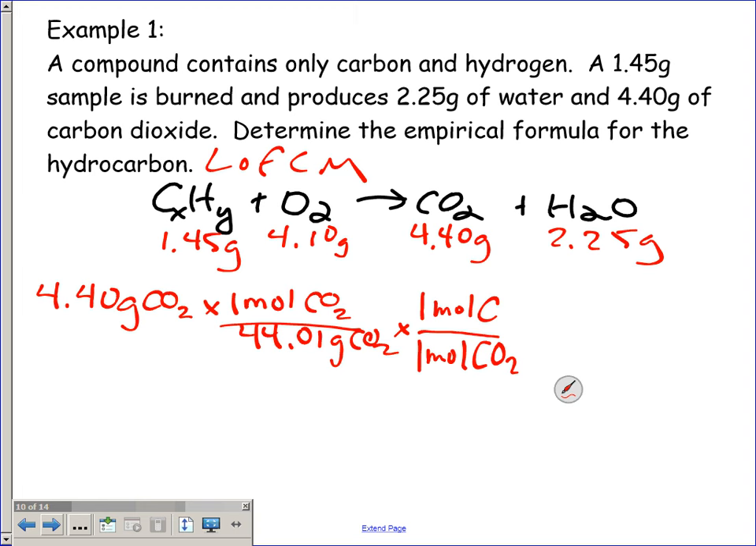Okay, I'm going to stop there. Don't go to grams on this one. Stop here. That is 0.1 something. 0.1. Oh, sorry, 0.09999773 moles of carbon. All right, did I go too fast? Is that okay?